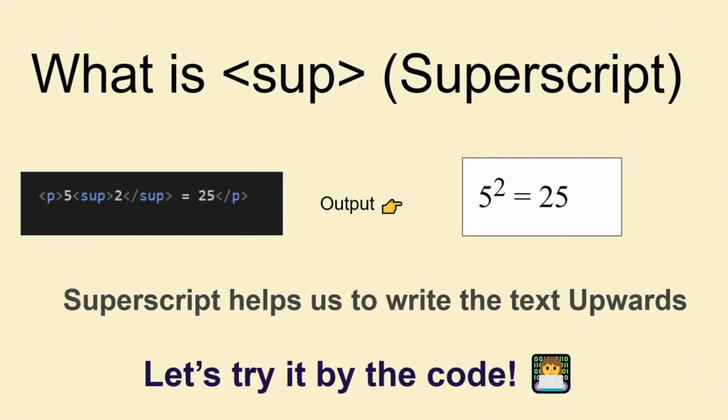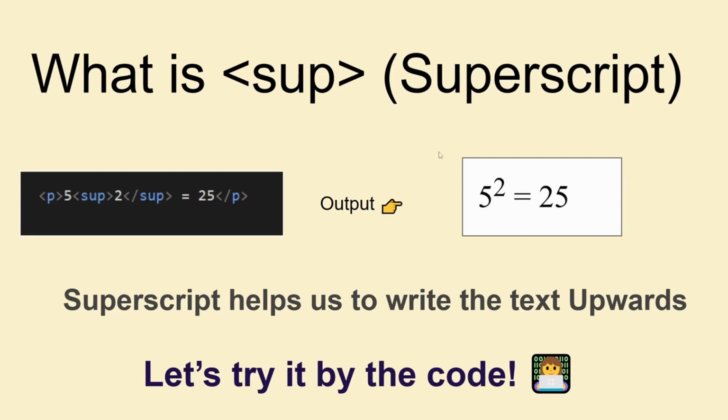Now let's move ahead. Okay, so now what is superscript? I have taken a small example here. Inside this p tag I have written 5, and after 5 I have written here a superscript, and inside this superscript I have written here 2. So it will come above the normal text, and inside this p tag I have written equals to 25. So this will be the output. Superscript helps us to write the text upwards.